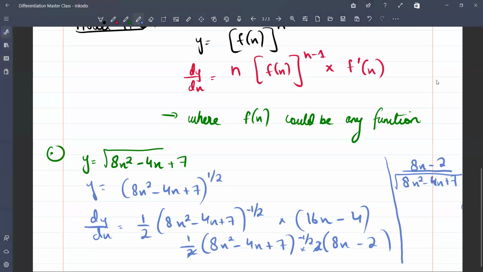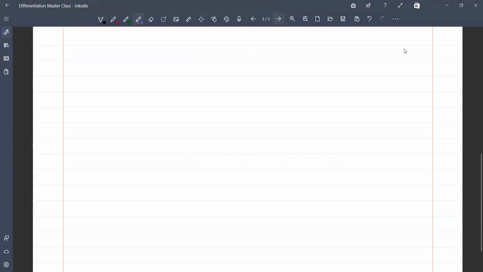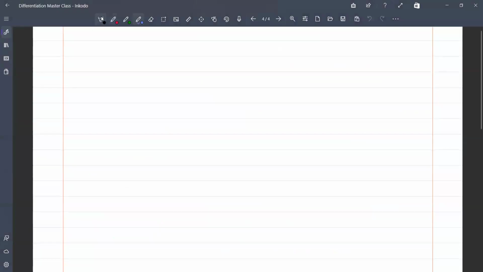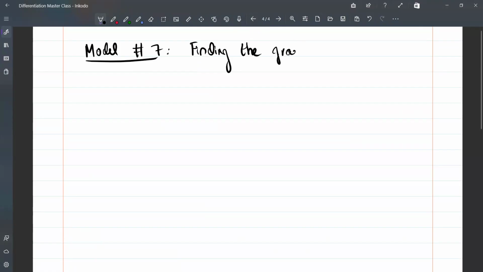So moving on to our next model. Model number 7. Finding the gradient at a particular point.